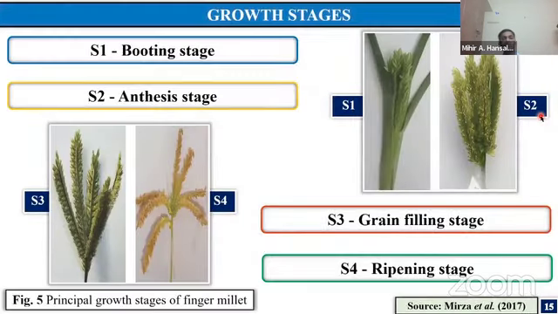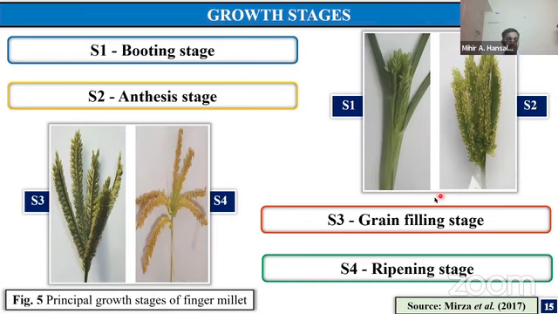If we talk about the principal growth stages of the finger millet spike given by Mirza and his co-workers in 2017, there are four principal growth stages: S1, S2, S3, and S4. S1 is the booting stage, where one-fourth of the inflorescences has emerged, but florets are not yet identifiable, and it is green in color. S2 is the anthesis stage. Here, 50% of the anthesis is done, and the inflorescence is yellow in color due to emergence of the anthers.